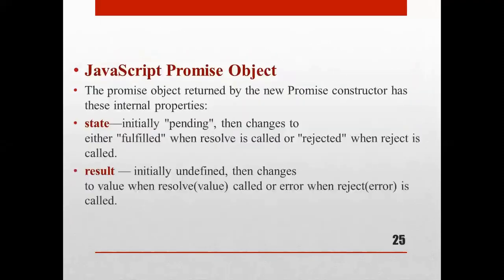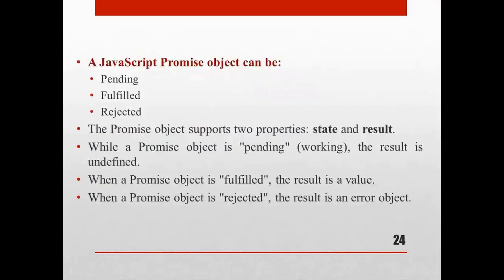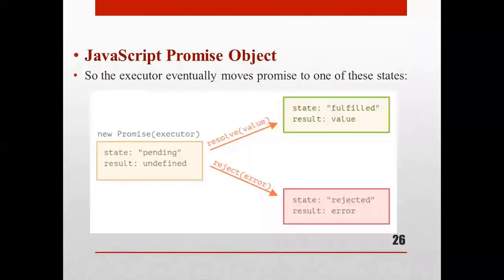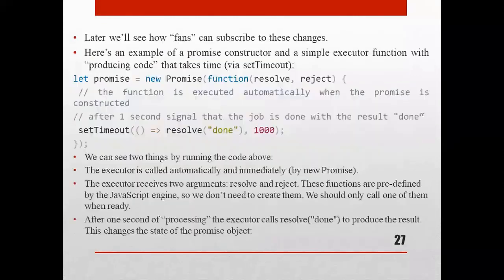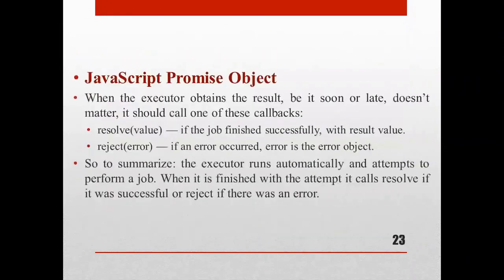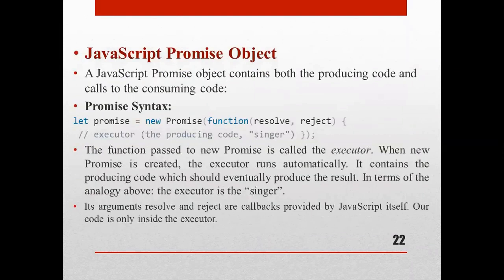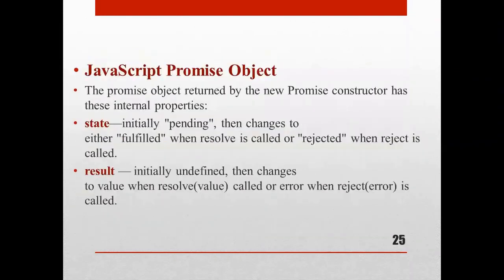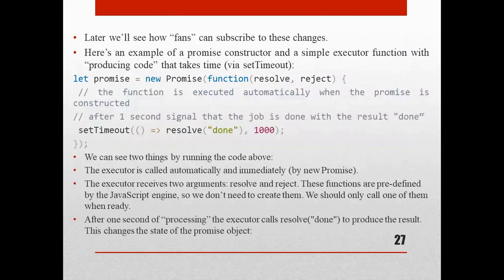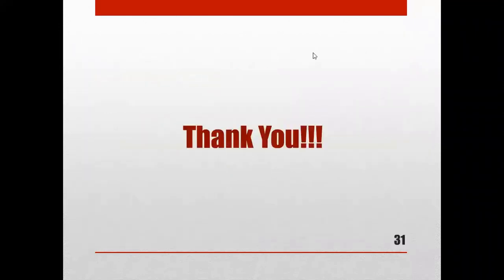That's it for today's session. We have seen promises, promise objects, and their states: pending, fulfilled, and rejected. We have seen the example for the executor, that is producing code and consuming code, with a singer and fans, where the singer is the producing code and the fans are the consuming code. In this way we have finished with promises.